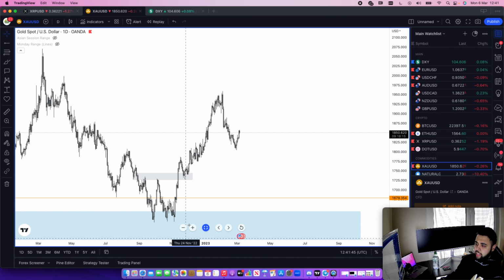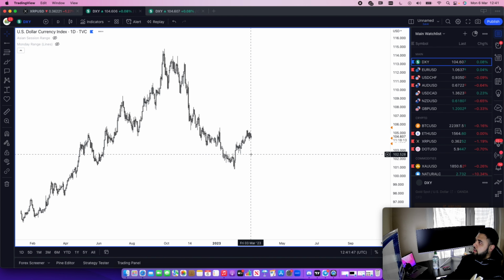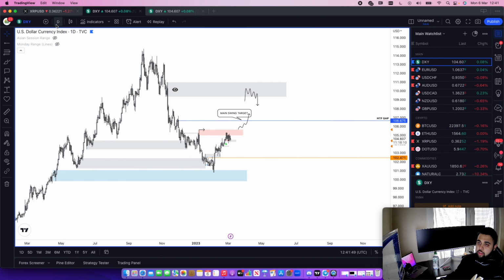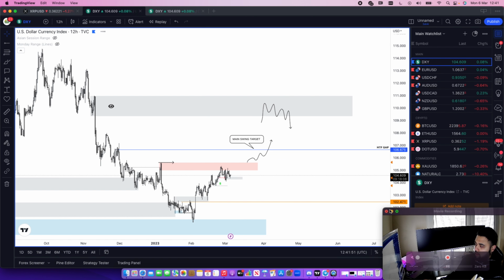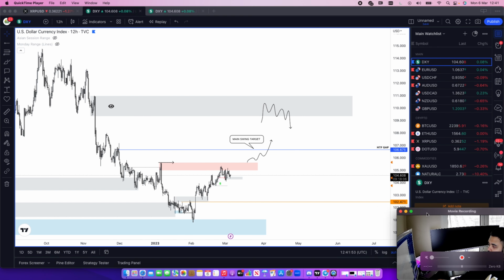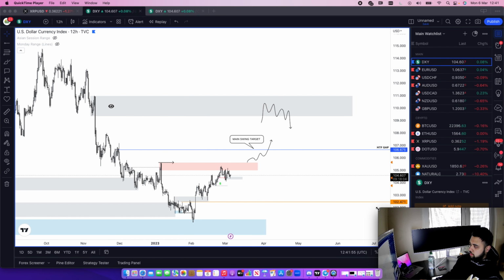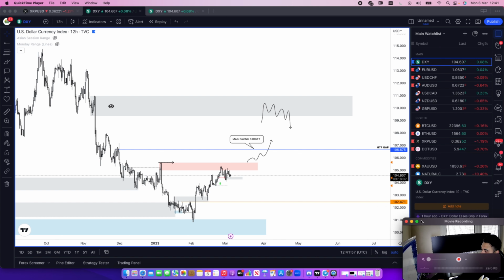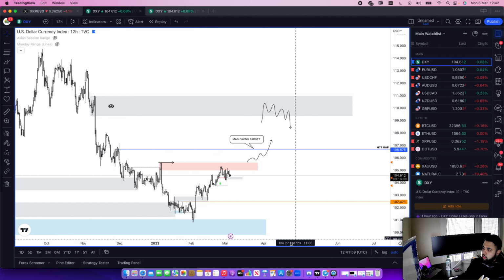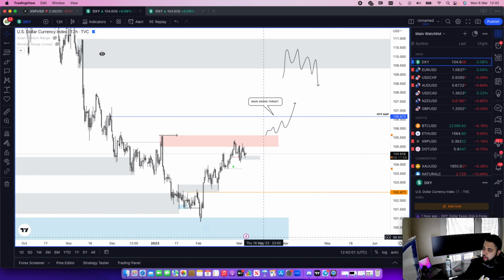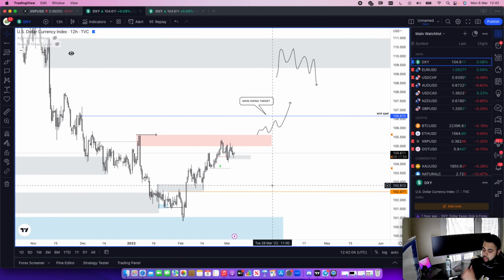Today what I'm going to be in essence first looking at is the DXY. Now, the reason I like to look at the DXY, if I just move this out the way, let's make this a little smaller, is that the DXY will give a good understanding of risk assets and where money will flow for the rest of the week.